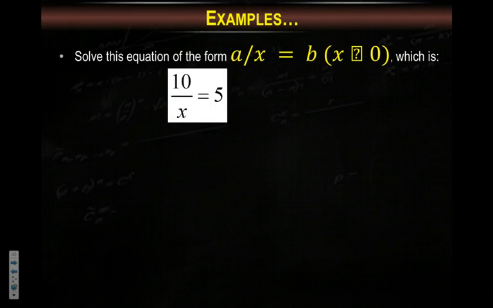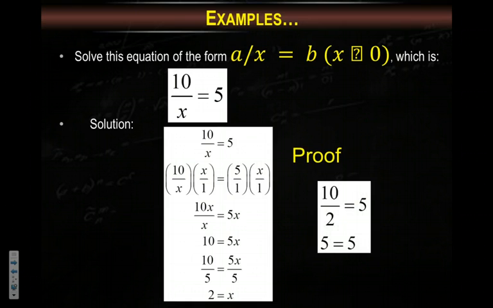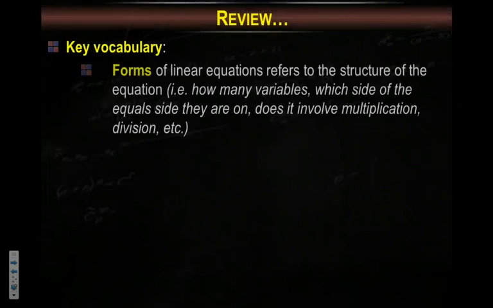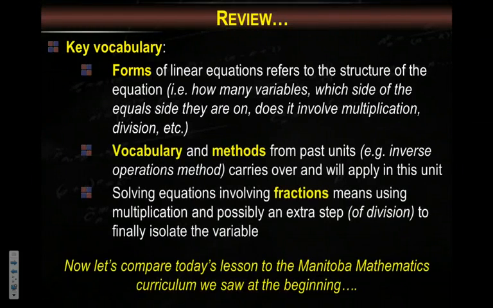Now, if the denominator is on the bottom, the process is the same, but I've got that extra step to eventually get down to my final answer. Okay? So that's it. That's the content here. Basically, the forms of linear equation, and this isn't even in the notes, so this is just me mentioning this, is how the structure of the equation looks. How many variables? Which side of the equal sign are they on? Does it involve multiplication? Does it involve division, etc.?